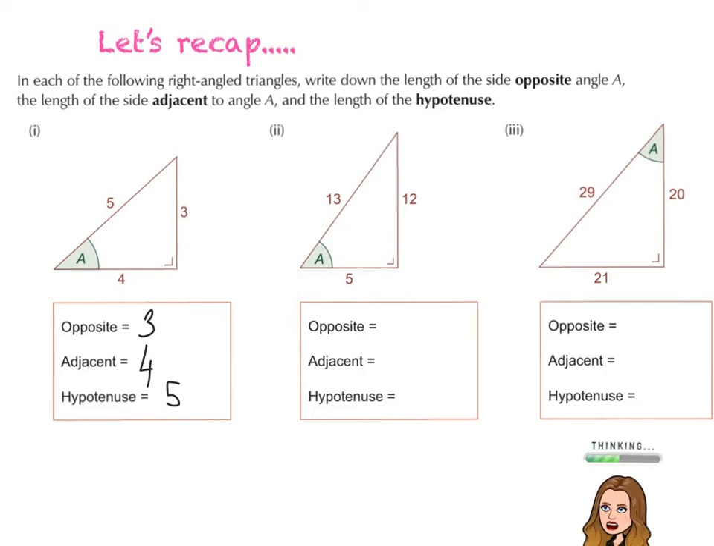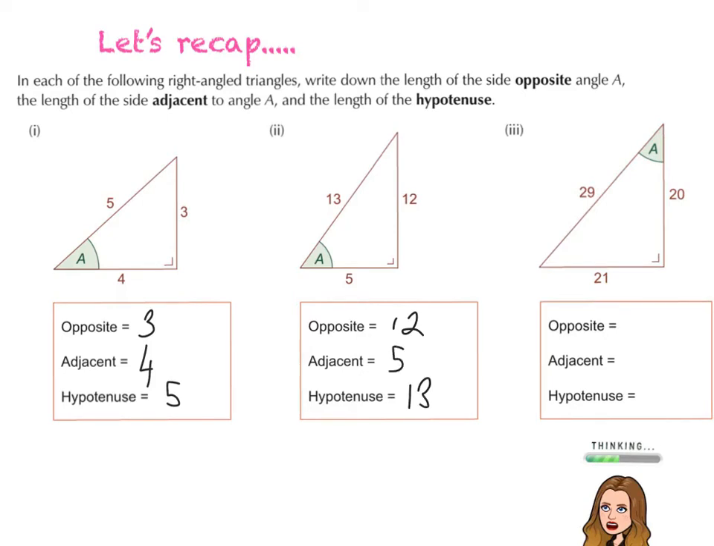Okay, so let's take part 2 then. So A again is down in the corner here. So 12 is our opposite. The adjacent then, well, it can't be 13 because 13 is the hypotenuse. So the adjacent is 5.